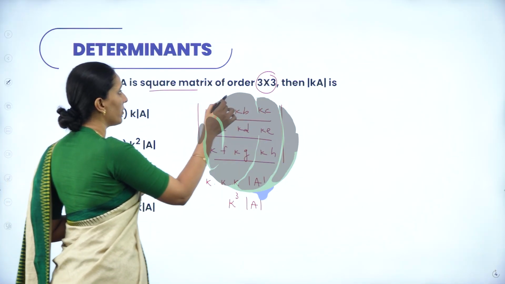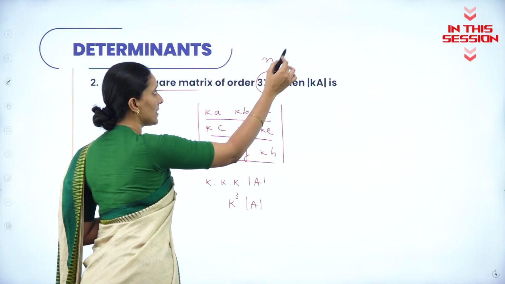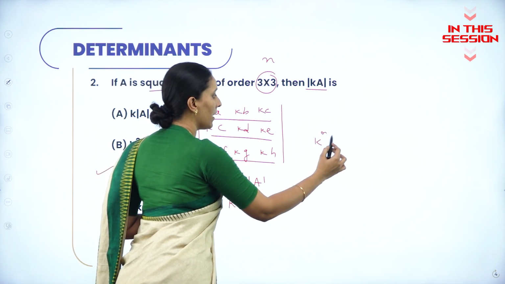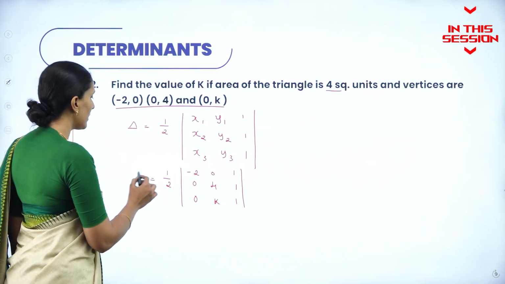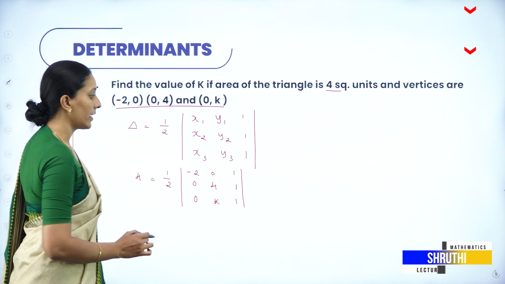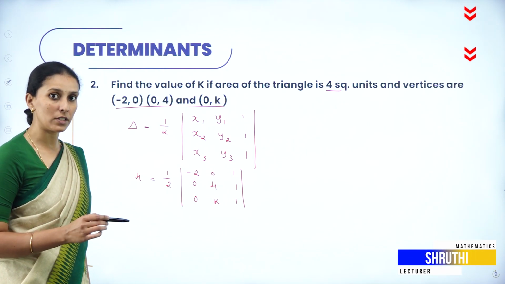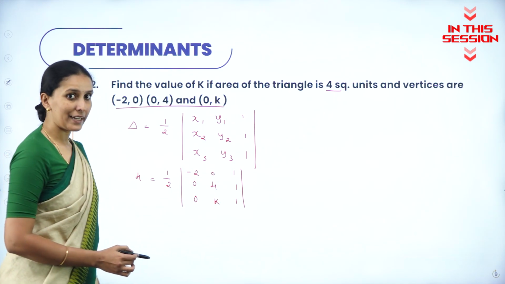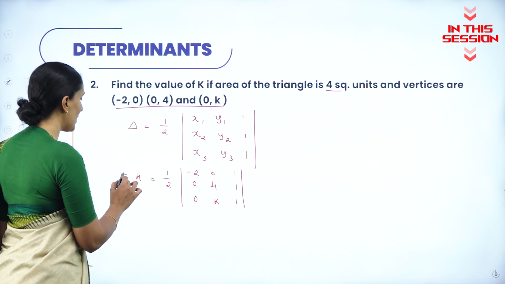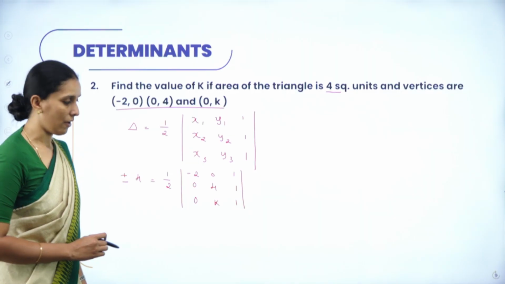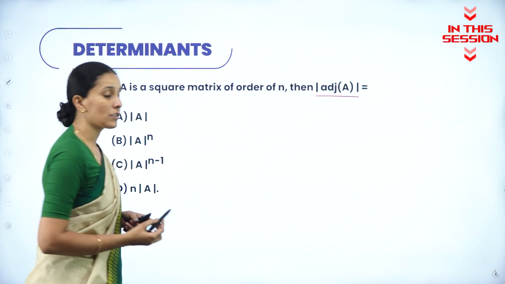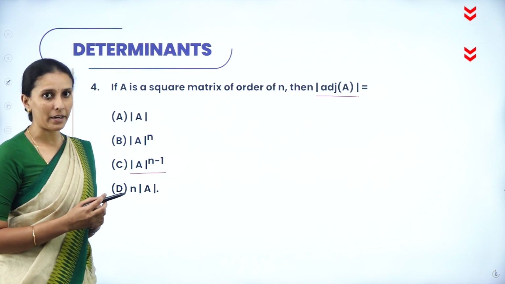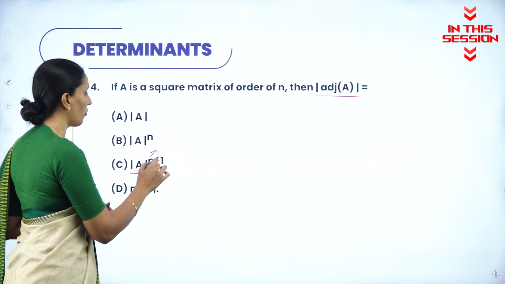For any square matrix, in general, if the order is n, then determinant of kA can be written as k to the power n into determinant A. Since we are finding the coordinates here, the value of k may be positive or negative. So when any unknown elements are found inside the determinant, you can use plus or minus for the area. Determinant of adjoint A is always equal to determinant A to the power n minus 1, where n is the order of the matrix.